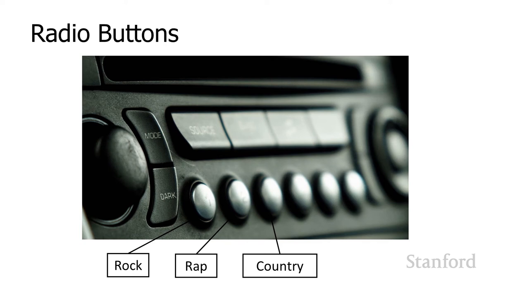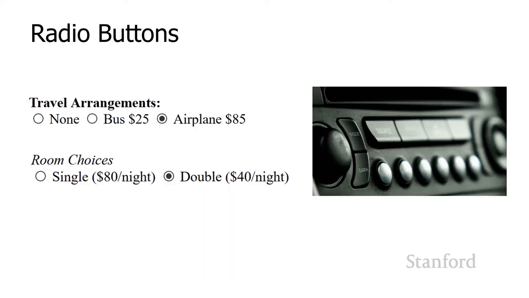What happens is by clicking one of the other buttons, whether I click the rock button or the country button, that deselects the rap station and selects my new station. And so that's the way these radio buttons work. When you select one of the choices, whatever the previous choice is deselected automatically and you have a new choice.